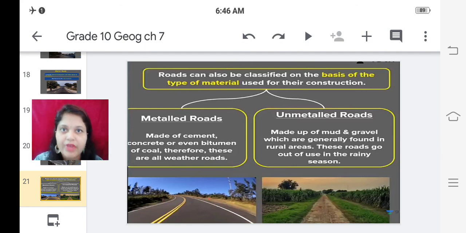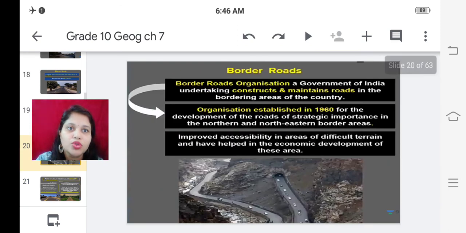So till here we have studied a lot of things about lifelines of national economy. Okay. So now we are dealing with transportation, that is roadways. Now in the next video we are going to deal with railways and airways also, and further part of the chapter we are going to cover in the next video. Till then you people are going to read the chapter till the part which you have learned in this video.